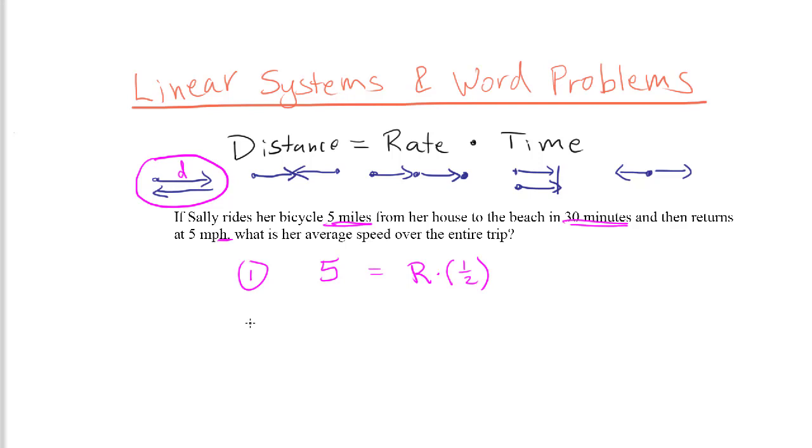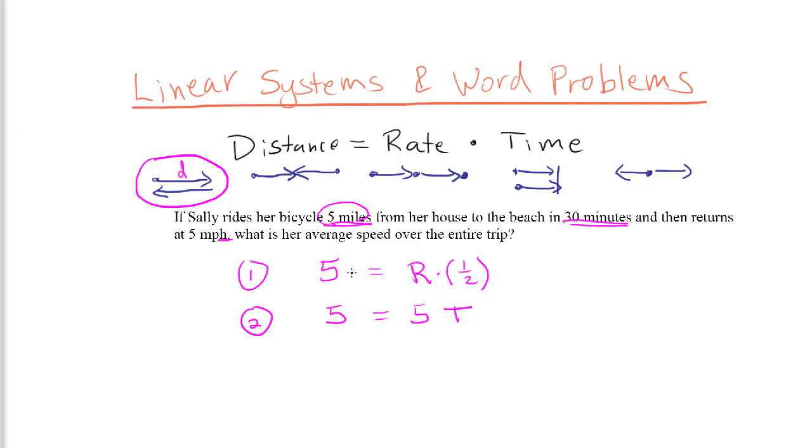Okay? On the return leg of the trip, we know she rides at a rate of 5 miles per hour. We don't know the time. That's an unknown, t. And we do know the distance. The distance must be the same back as it was going out, so that's going to be 5 miles. Now I have two equations, two variables, and I can go about solving for her speed over the entire trip.